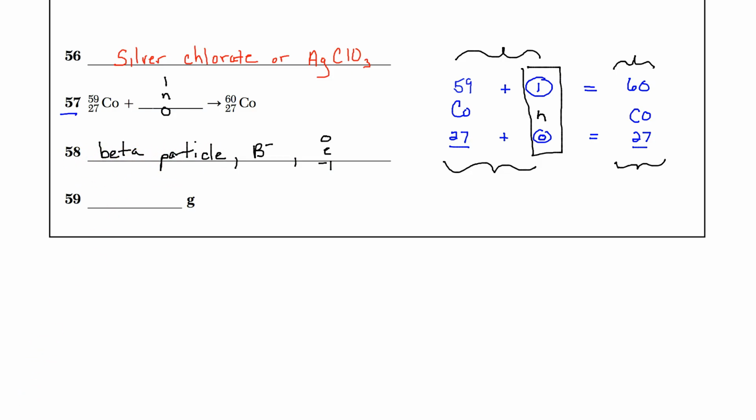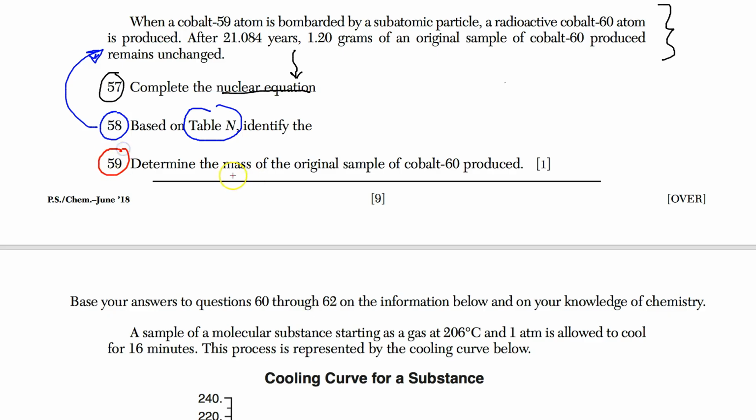So under number 59: determine the mass of the original sample of cobalt-60 produced. So this is a half-life problem, and we need some information, and the blurb finally gives us something that we need. They want the mass of the original cobalt-60 produced. We've got to go into the blurb. The blurb says when a cobalt-59 atom is bombarded by a subatomic particle, we found what that particle was. On 57, that was a neutron. A radioactive cobalt-60 is produced.